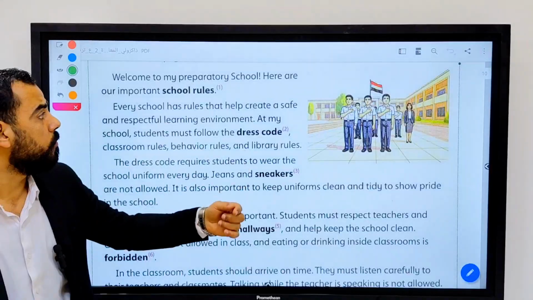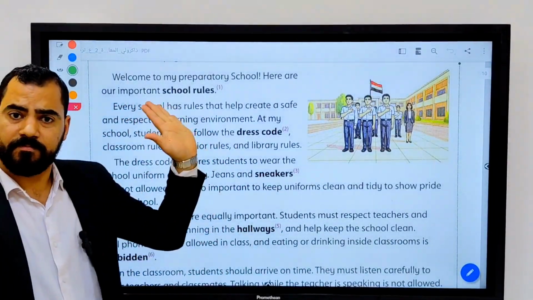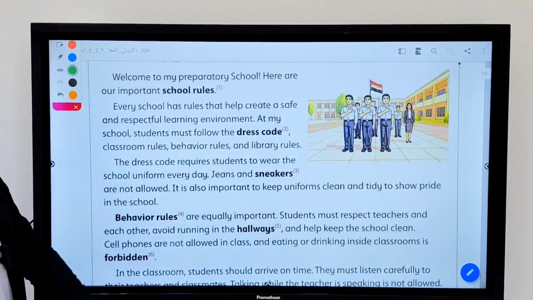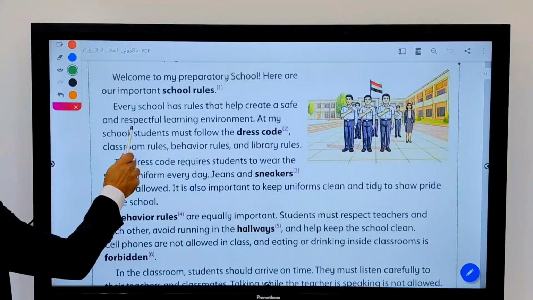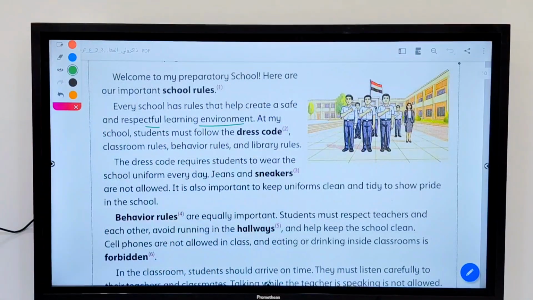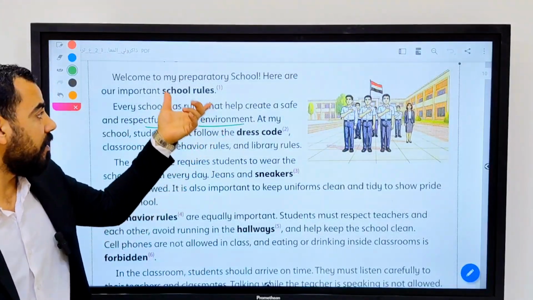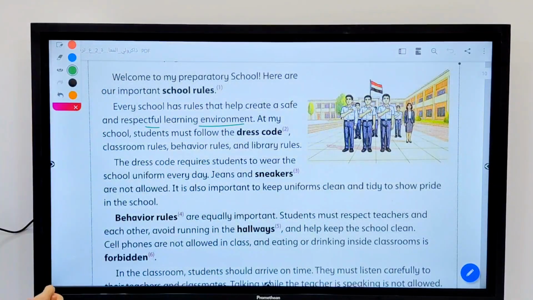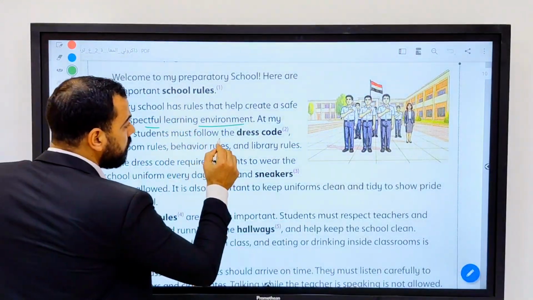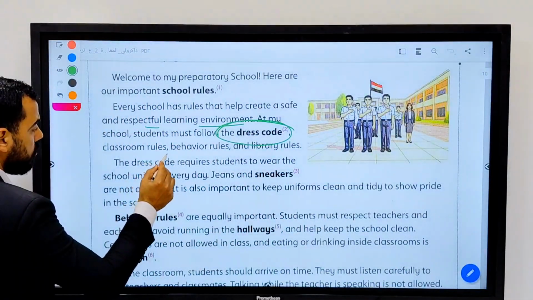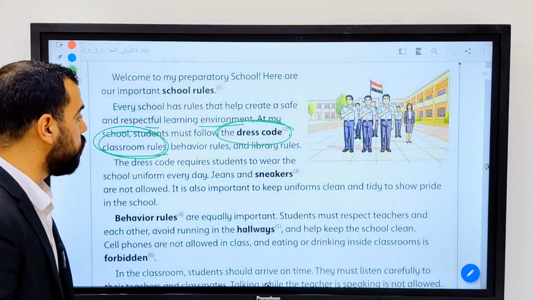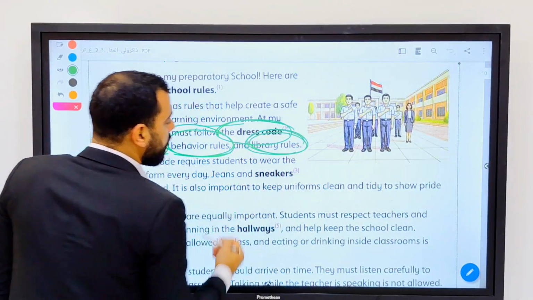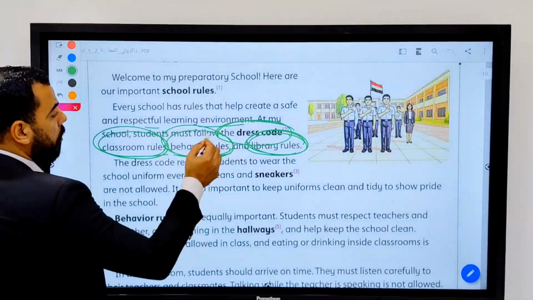Welcome to my preparatory school. Here are our important school rules. Introduction. Let's keep going in the introduction. Every school has rules that help create a safe and respectful learning environment. So this is the benefit of following the school rules: you have a respectful and safe learning environment. At my school, students follow, number one, the dress code. Number two, classroom rules inside the classroom. Behavior rules, to be good mannered, and library rules. So let's start with number one.